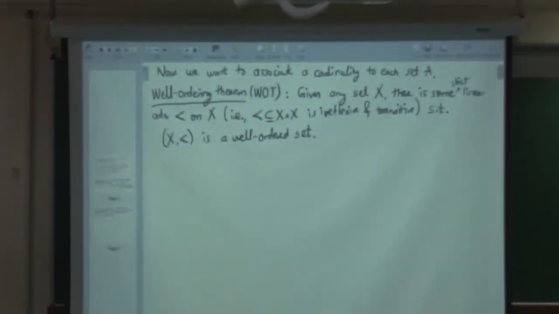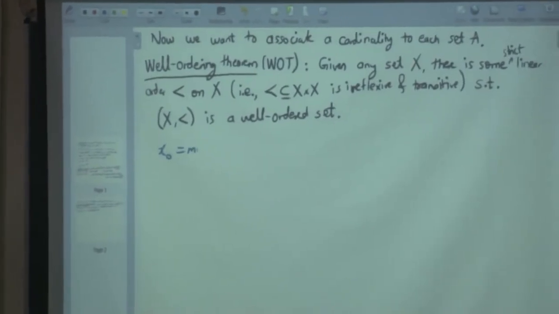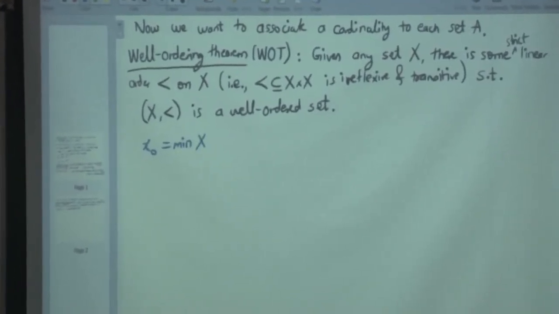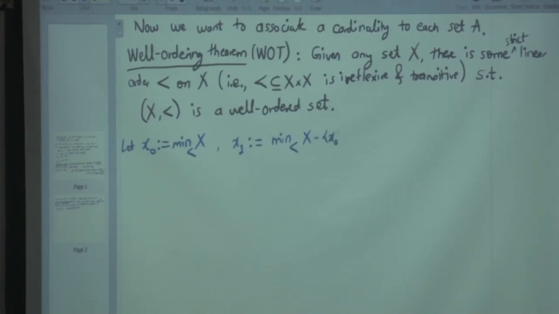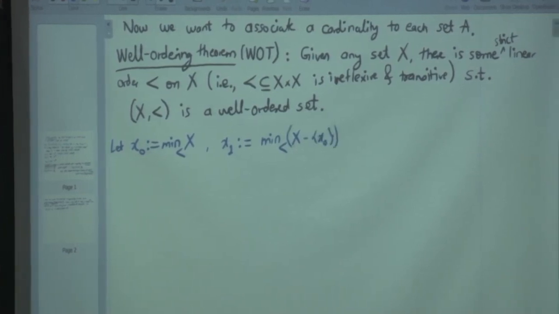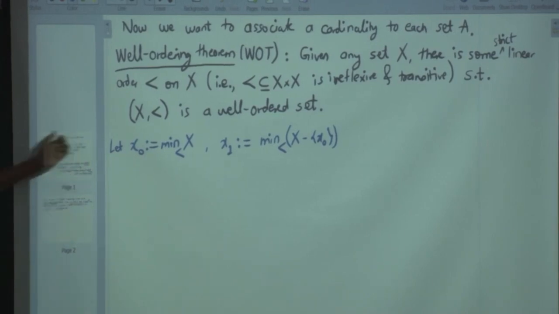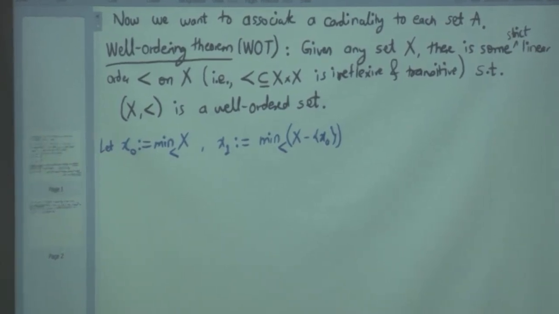So, if I can do that, then what can I do? Well, X0 is the minimum of X, minimum with respect to the less than ordering. So, let this X0 be the minimum of X. Then X1 be the minimum of X minus X0. If X minus X0 is non-empty, then I can define its minimum. I will call that X1.